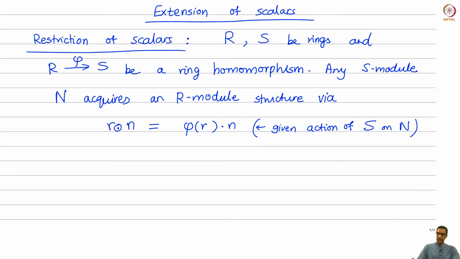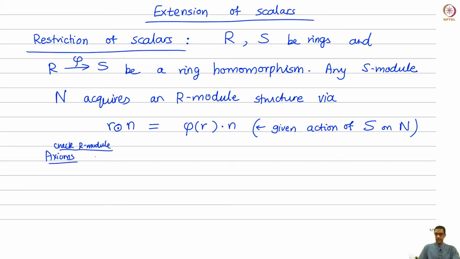Okay, how am I going to make an element of R act on n? I will first convert that element into an element of S via this homomorphism phi, and then make that phi of R act on n. Okay, so this becomes an R module. Well, let's check the axioms of an R module.